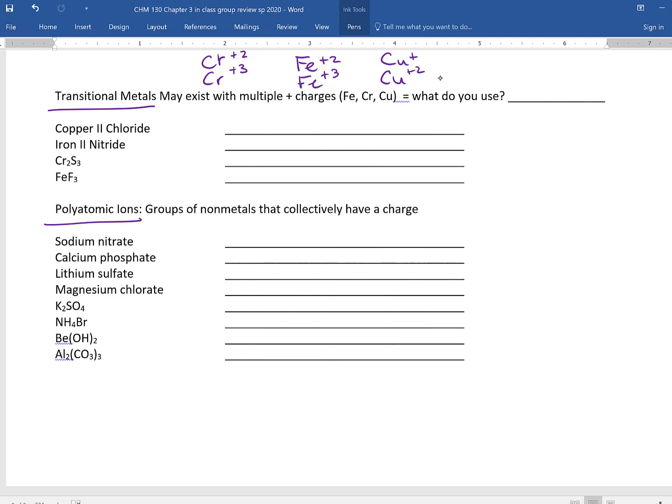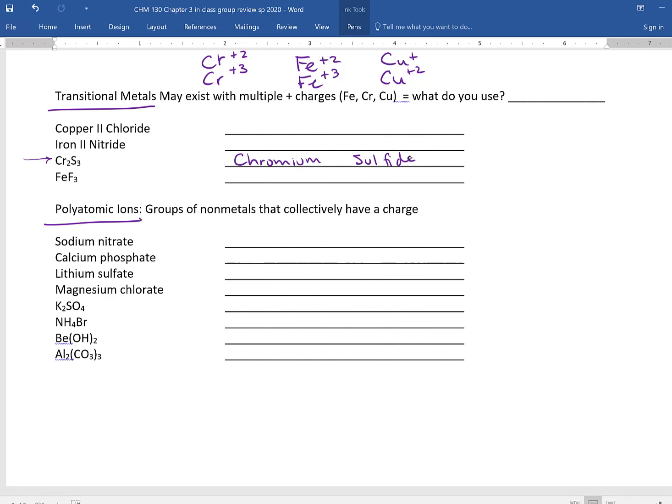Because of their electron arrangement, they can lose more than one group of electrons in order to create a stable ionic compound. So the problem with this is, if you were just to name Cr2S3 according to the way that we named on the front page, what would you call that? Whole name of the metal, so that would be chromium. First part of the nonmetal plus IDE, sulfide. So you just want to write chromium sulfide because it's an ionic compound.